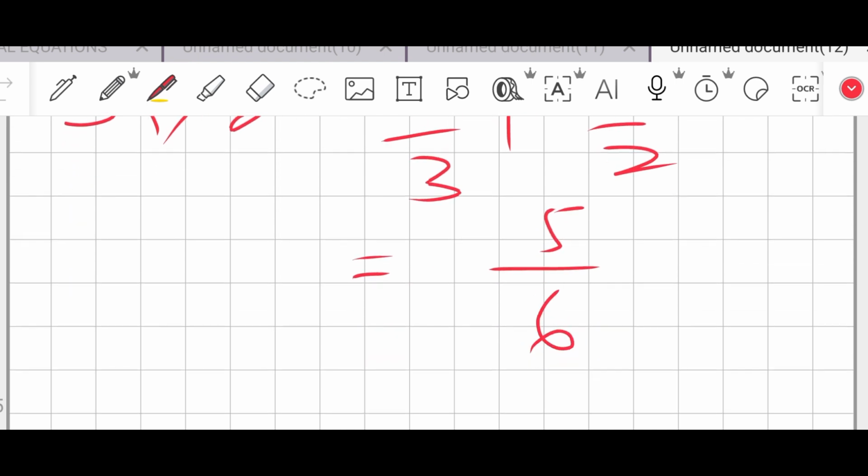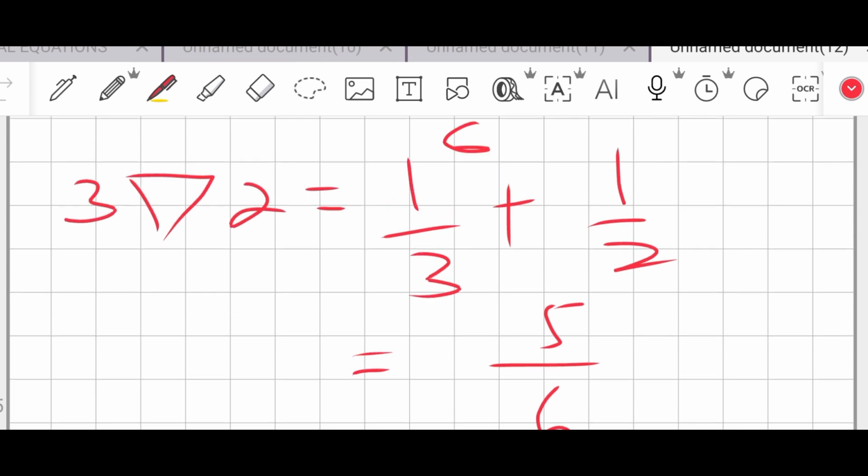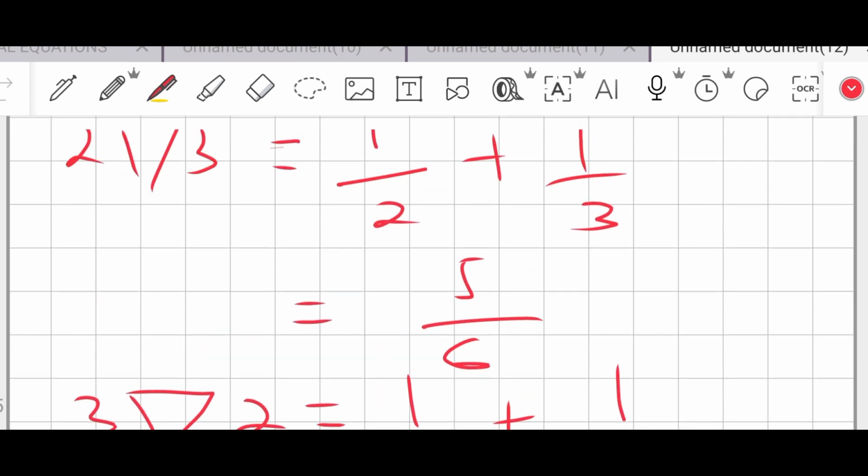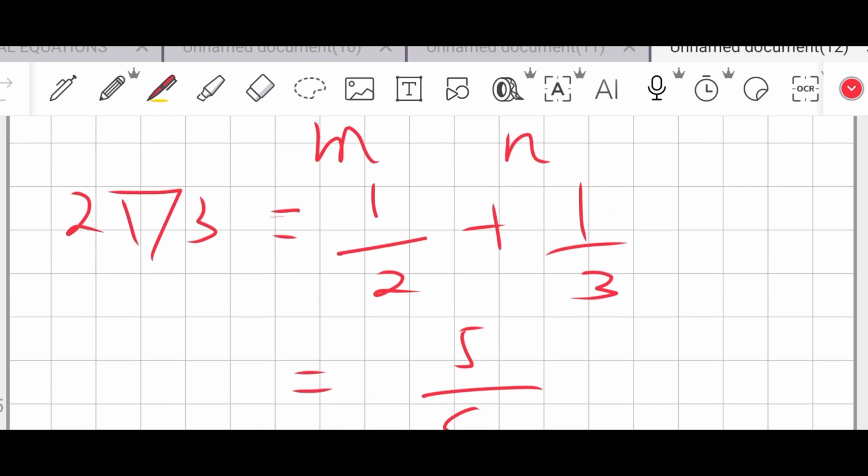Right. So basically that is it about binary operation. This is the introductory aspect. Stay tuned for more examples.